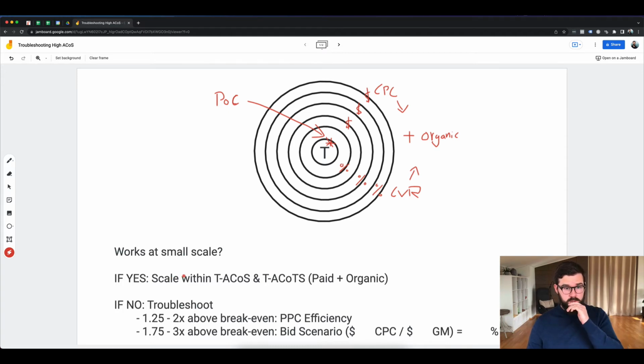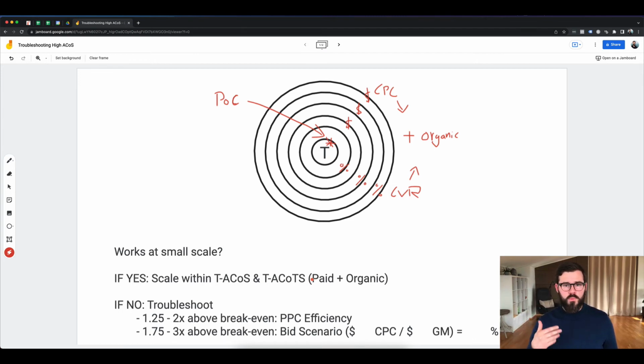If it's not working at small scale, so if it doesn't even work at this level here, then you've got to troubleshoot. So that's really troubleshooting high ACoS. There are two rules of thumb I like to use here. So if your ACoS, with just the most relevant, targeted, specific, relevant targeting you can possibly find for your product, is 1.25 to 2x. Sorry, not percent. 1.25 to 2 times above your break-even point.